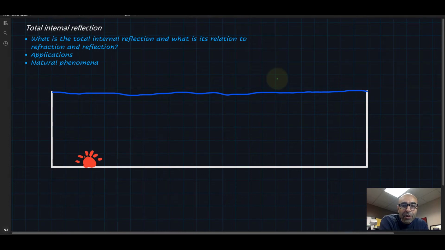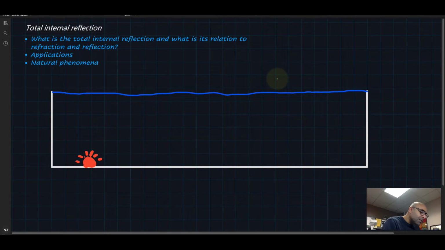Hey there, everyone. Let's talk about total internal reflection and its relationship to refraction of light and reflection of light. We're going to also talk about its applications and some natural phenomena that happen because of total internal reflection. But first, how does total internal reflection happen?